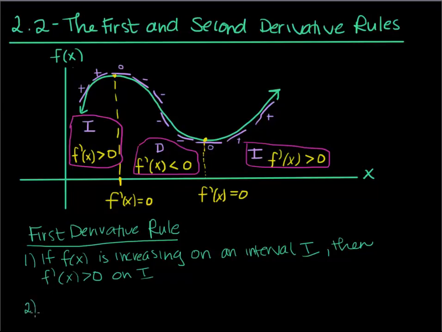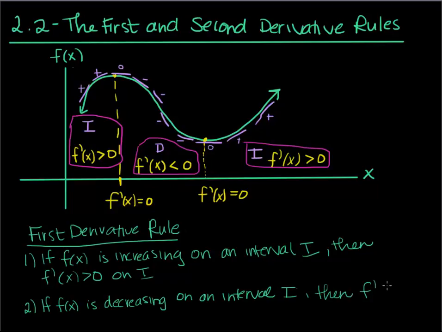Likewise, if f of x is decreasing on an interval I, then what do I know about the derivative? Then I know f prime of x is less than 0, is negative on that interval I. And that we can kind of see from the graph above, and that first derivative rule is going to be very important for us, especially when we start talking about finding maximum and minimum values.